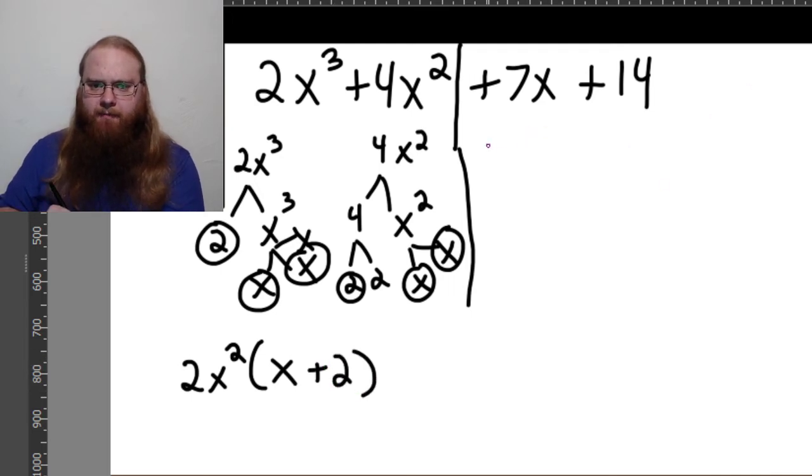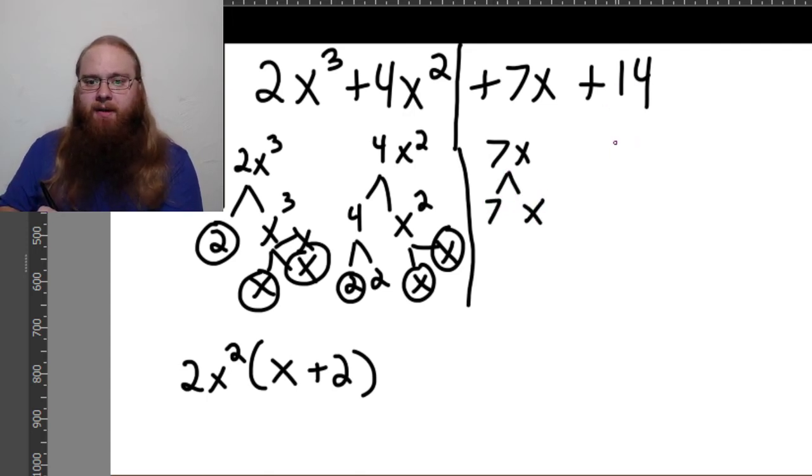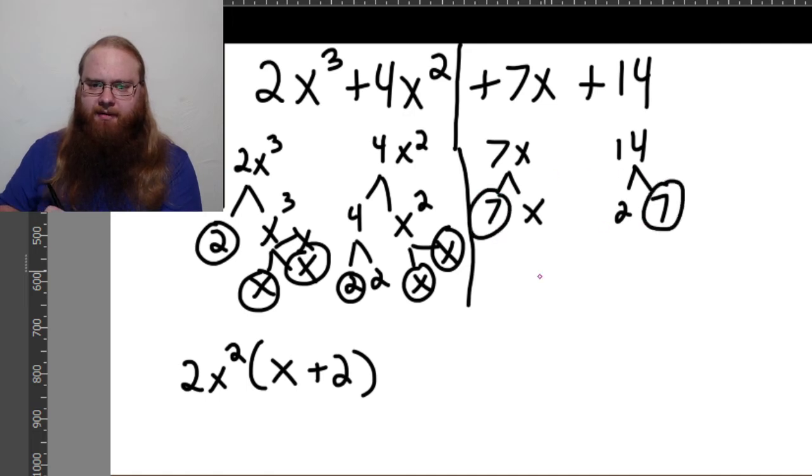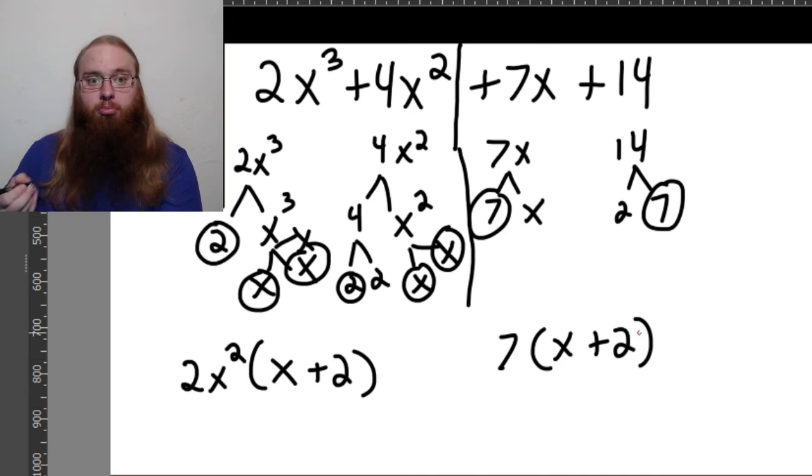So let's work on this one. Factor 7x. Well, that just factors into 7 and x. That was pretty simple. Factor 14. Again, it doesn't have a variable, so it becomes just 2 and 7. Of course, they have a 7 in common. So I'm going to put a 7 on the outside. And what's left is an x and a 2. Same binomial, so that means we've done this correctly.